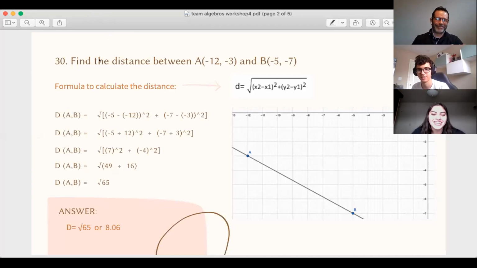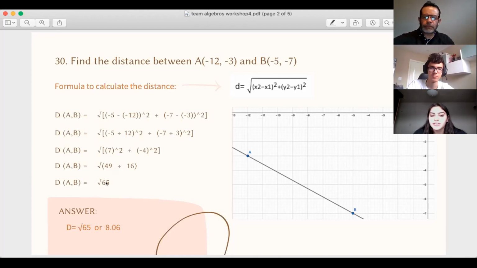Okay. So problem 30 says that we have to find the distance between point A and point B. So to do this, we just use that formula to calculate the distance. That is this one right here. So we just substitute the x's and the y's with the numbers that the problem gives us of point A and point B. And the answer is square root of 65, or if you solve that, it's 8.06.